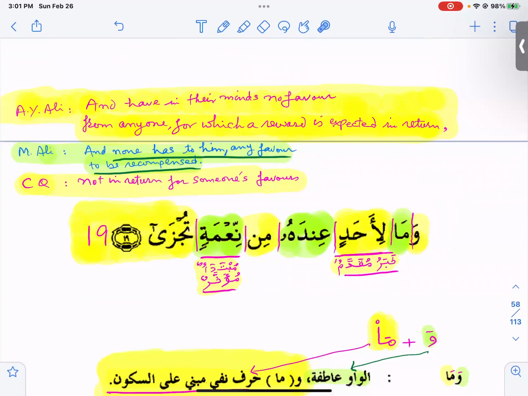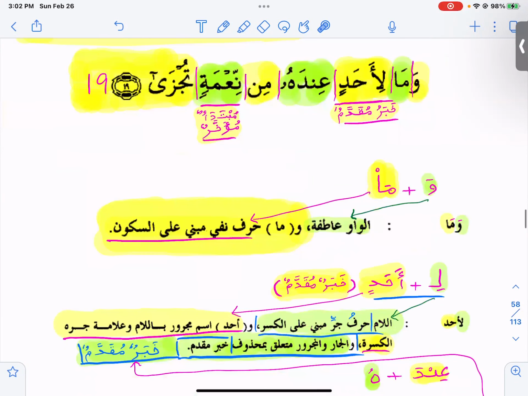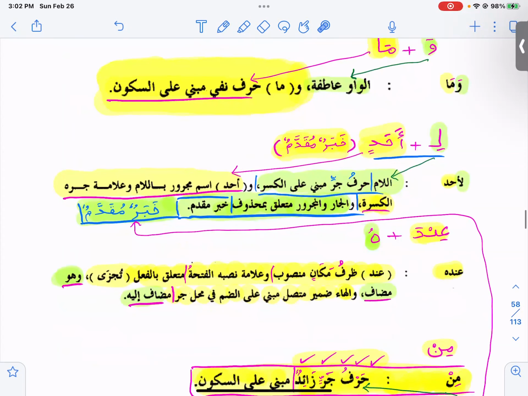Remember that. Wa ma li ahadin indahu min ni'matin tujza. Wa ma li ahadin ni'matuhu tujza. Again, my brother and sister. Waw harfu atf, ma mabniyyun ala sukun harfu nafy. Li ahadin, ya li ahadin, jar majrur together. Khabarun muqaddam. Now we'll have to find out where is the mubtada muakhar. We'll study. Ahadun ismun majrurun bil-lam, wa alamatu jarrihi kasra. Jar majrur, mutaalliqun bi mahdhuf, khabar muqaddam. Khabar muqaddam, they came first.